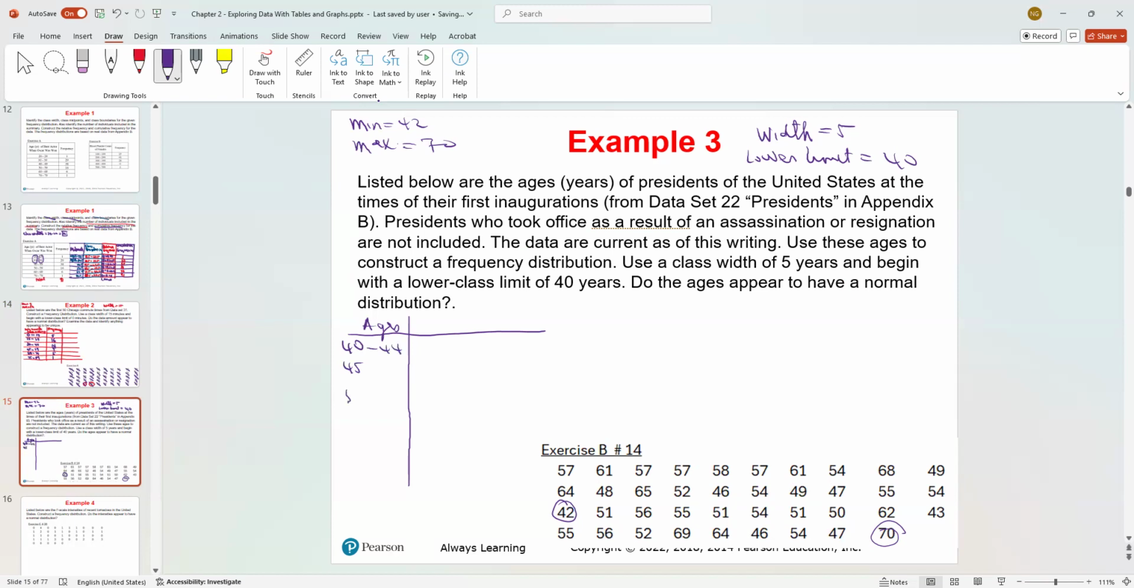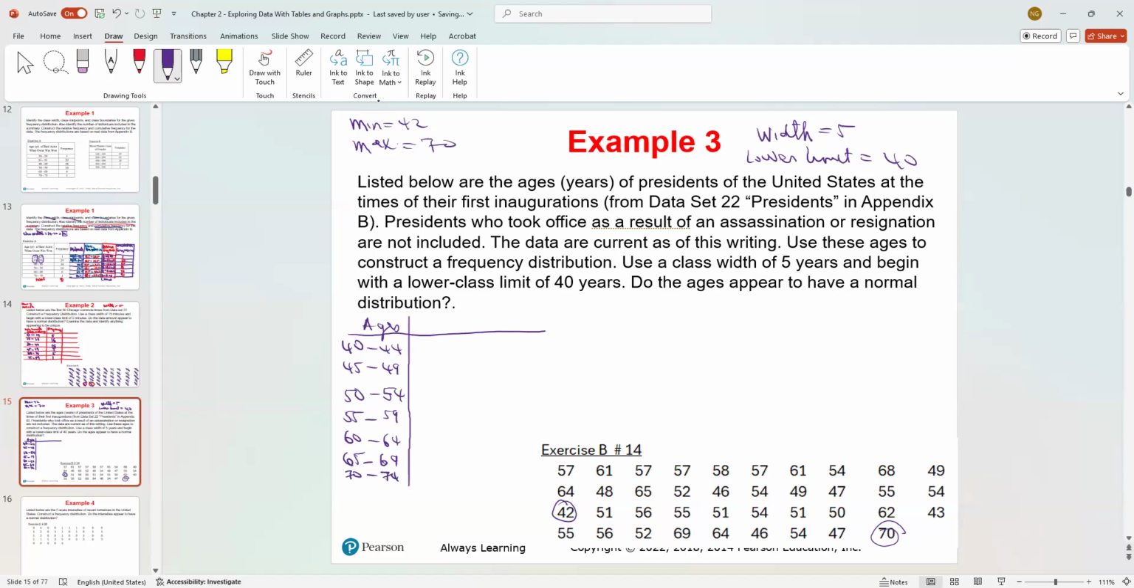45 plus 5 is 50, 49, 55, 54, 60, 59, 65, 64, 70, 69, and I can go to 74. Remember the width: I add 5 on each lower limit or on each upper limit. With two consecutive lower limits, you can find the width, or two consecutive upper limits.